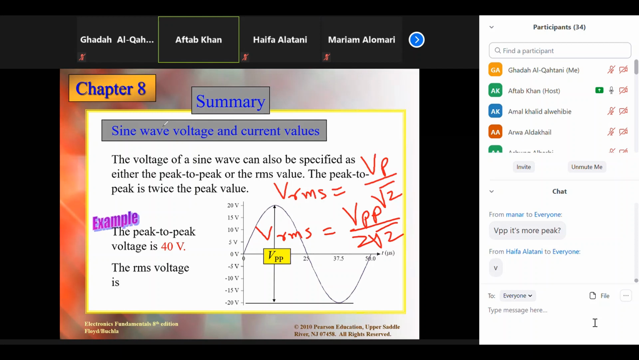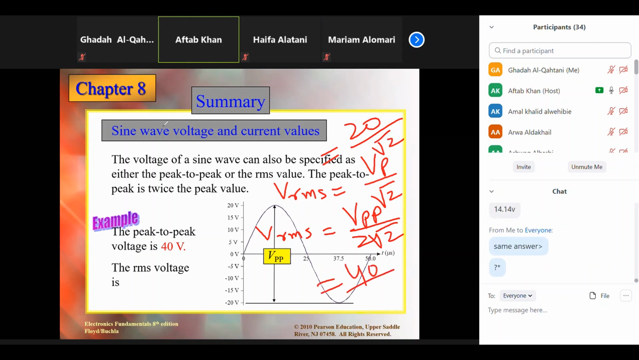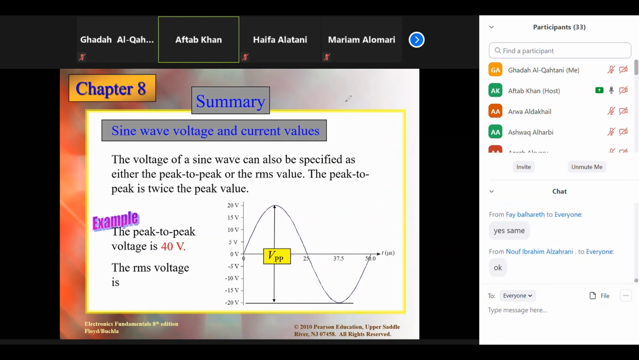Okay. So if you apply this one, it is going to be 20 over root 2. And if you want to apply this one, it is going to be 40 over 2 root 2. By the way, both are the same. You know that. Same answer you will be getting here. Yeah. So this is the way. 14.1 we will be getting.